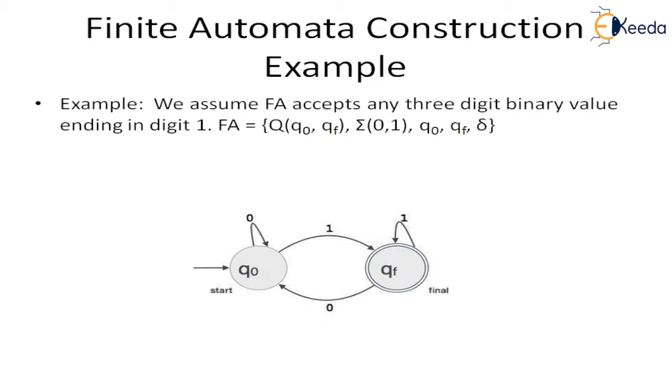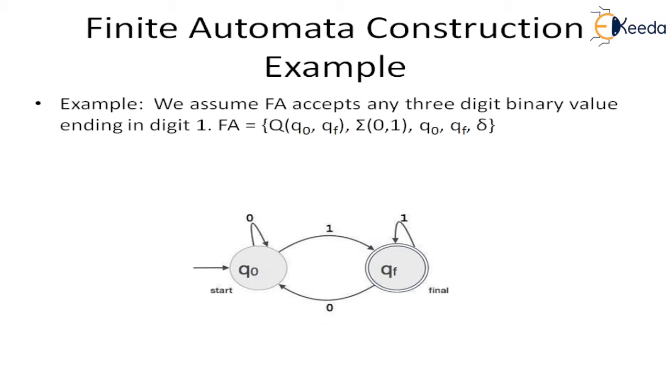Under this example, we assume that the finite automata accepts any three-digit binary value ending in digit 1. For that, the initial state is represented by Q0 and the final state is represented by Qn. The condition explained in the example is that the ending state is the one which ends with the digit 1. So from Q0 to Qf, there is 1.